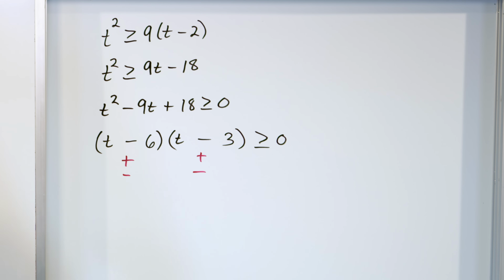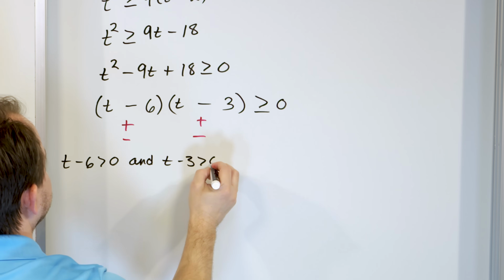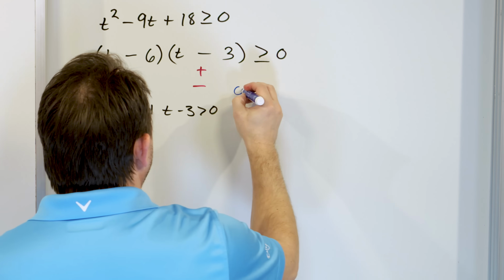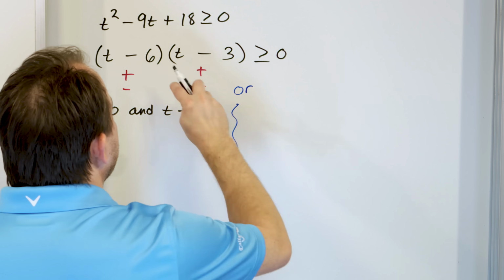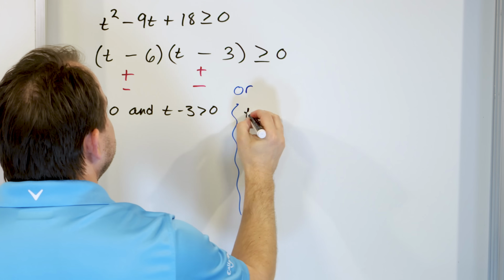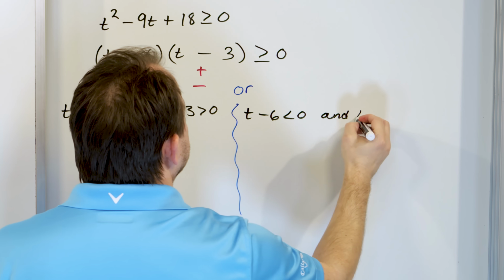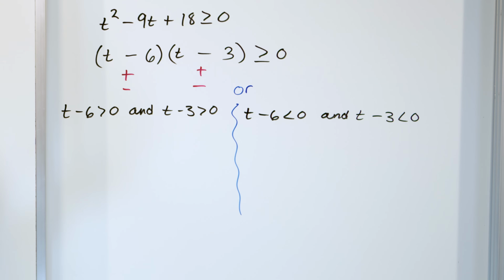So then what we do is we take the top line and we say, well, that implies that t minus 6 has to be positive and t minus 3 has to also be positive. And then you can say, or, over here we have negative, negative. So we say t minus 6 can be negative and t minus 3 can also be less than 0. So those are all of the cases that we have.